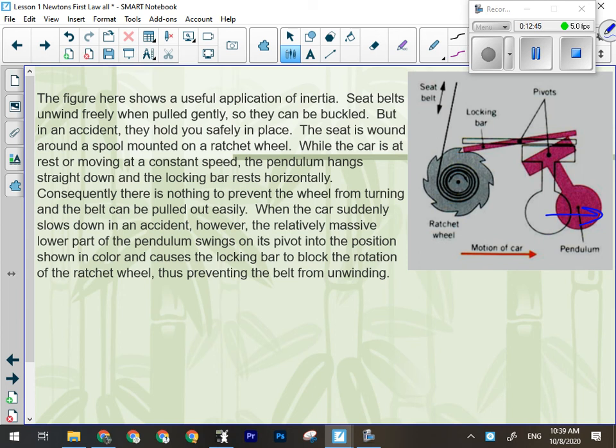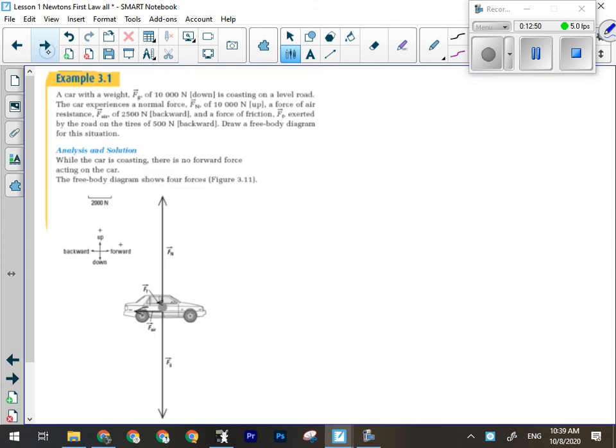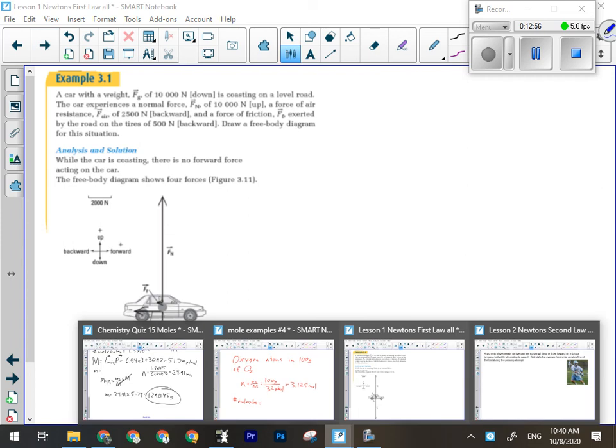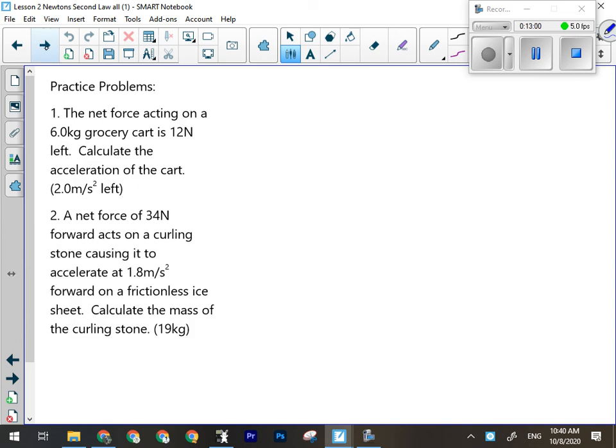So those are applications, uses of Newton's first law. We're going to skip now to Newton's second law. So you guys got to the elevator questions yesterday, right?